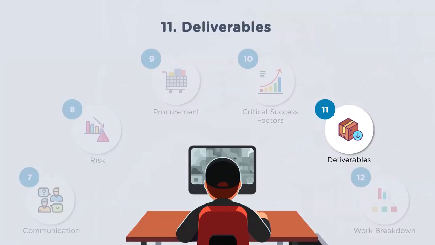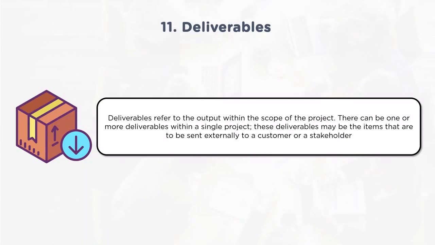Next, deliverables. Deliverables are those which come as an output of the project, right? It may be a product, it may be a service, it may be a result. So this refers to the output within the scope of a project. There can be one or more deliverables within a single project. These deliverables may be the items that are to be sent externally to a customer or a stakeholder. Every deliverable will have a defined scope and a defined specification.